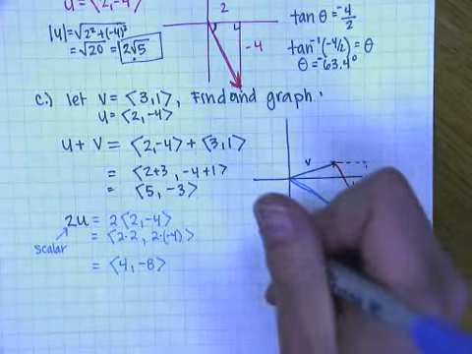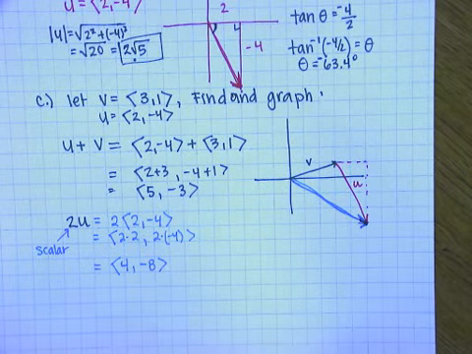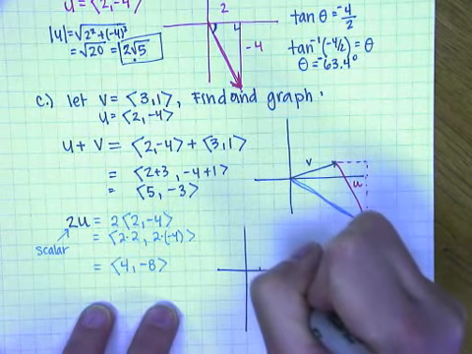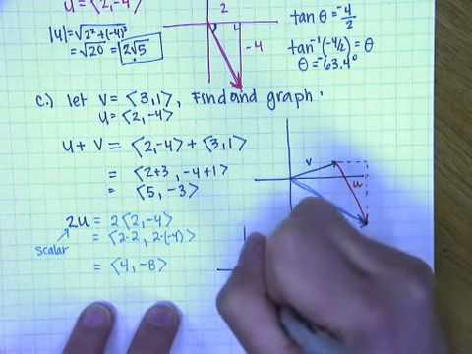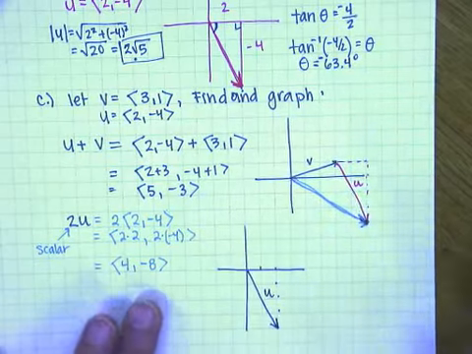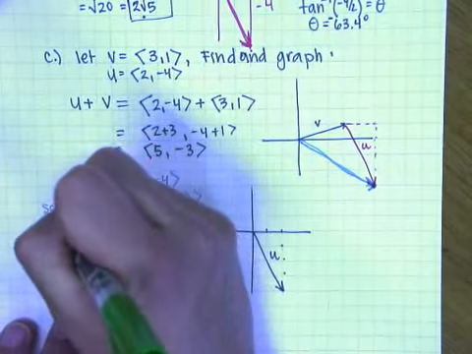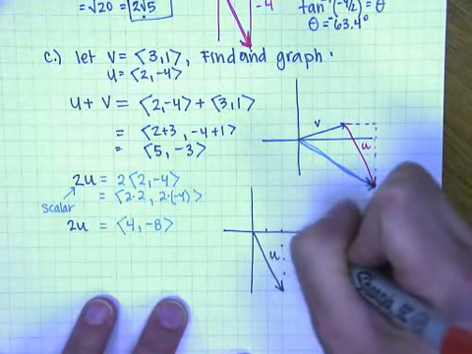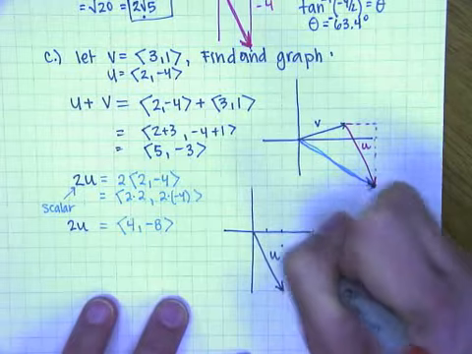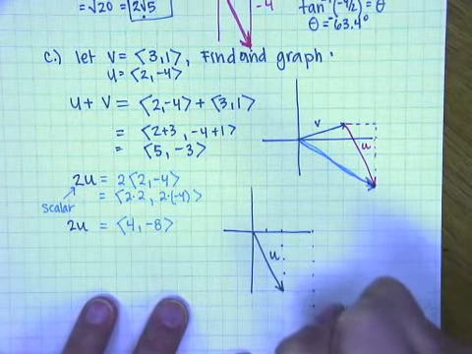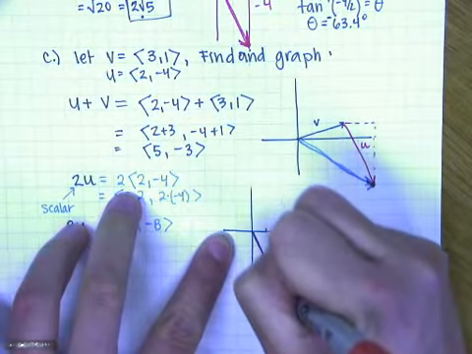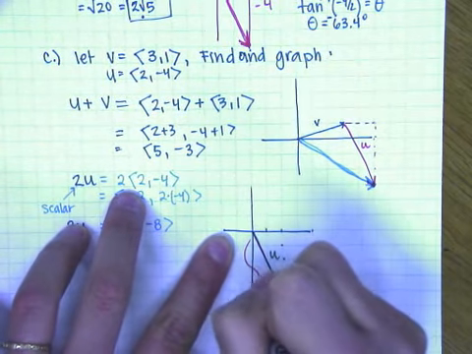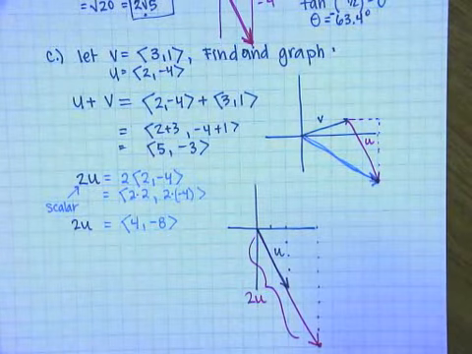And so graphically, if I were to look at what that would do to the picture, the original vector u was over 2 and down 1, 2, 3, 4. So there's my original vector u. And when I multiplied it by 2, then I got over 4 down 8. So I would go over 1, 2, 3, 4, down 1, 2, 3, 4, 5, 6, 7, 8. And notice it's the same direction, it just made the vector twice as long. It made the arrow twice as long.